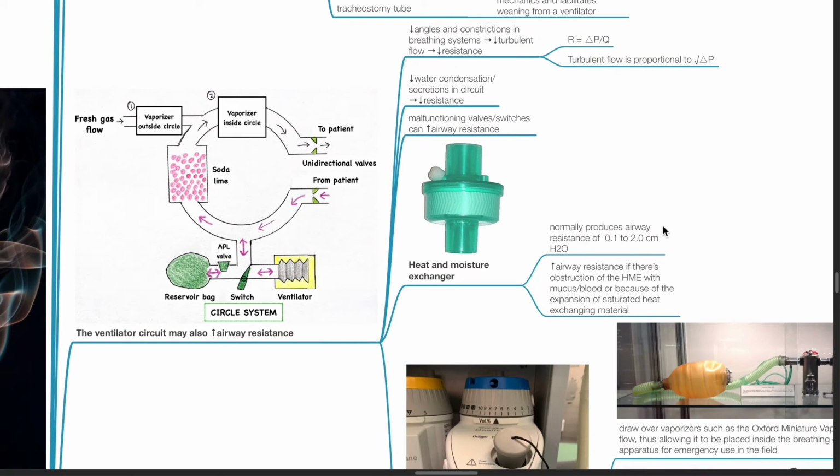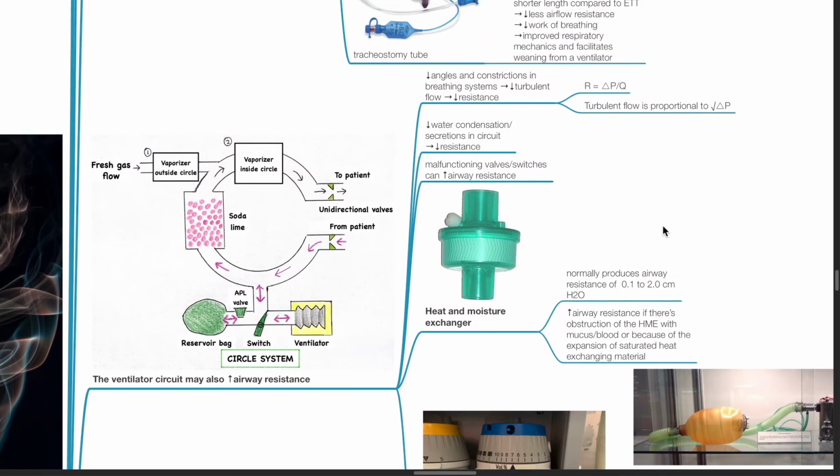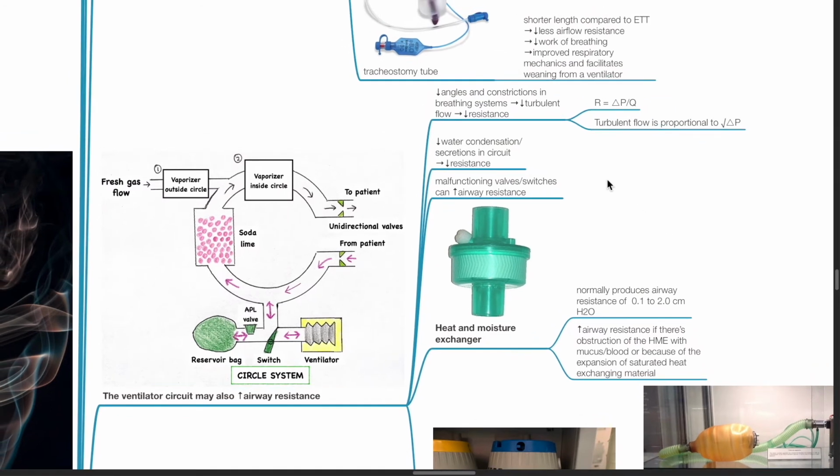The ventilator circuit may also contribute to increased airway resistance. Reduce the angles and constrictions in breathing systems to reduce turbulent flow and reduce resistance. Remove secretions in the circuit to reduce airway resistance. Take note of malfunctioning valves or switches which can increase airway resistance.